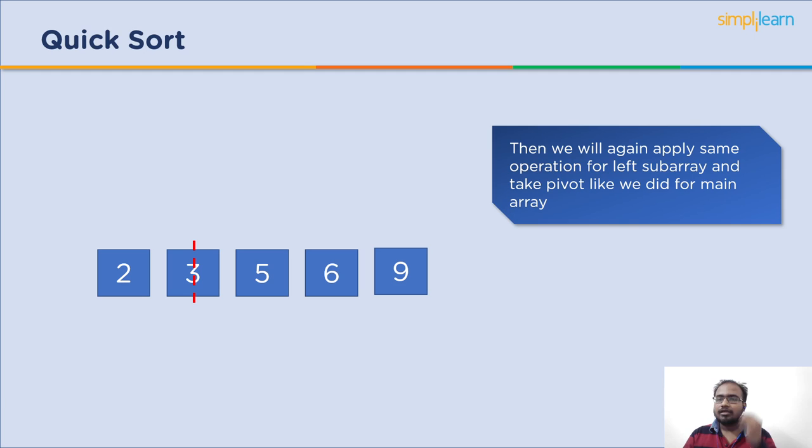Now what we will do is apply the same operation on the left subarray. Basically, it has dissected the array into two parts, the left subarray and the right subarray. We do this for the left subarray, but since there is only one element, 2, and nothing smaller or bigger than it, it will stop there. Then we will do the same for the right side, so we will go for 5, 6 and 9.